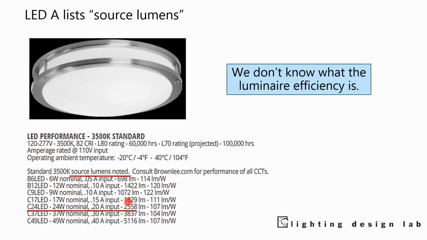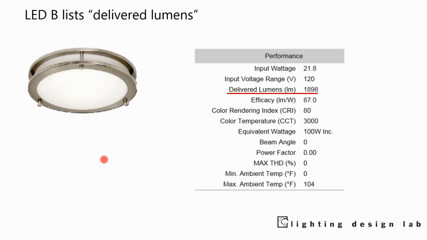Let's look at this one though. This one had almost 1,900 lumens. Then it says delivered lumens. That means that's how many lumens actually make it out of the fixture. So we get about 2,000. So that's a lot closer to our target that we had with our original fixture. So that's a big difference.